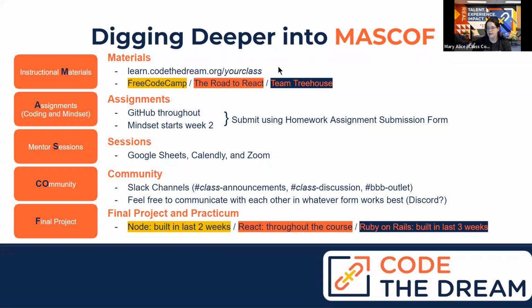Learn.codethedream.org and then go to your class is where you will be able to find your class lessons. The lesson materials are Free Code Camp for the Node class, Road to React text for the React class, and Team Treehouse for the Ruby on Rails class. Your assignments are going to be in GitHub throughout. The Ruby on Rails and the Node class, I think, work in a couple of different repositories, like you build and create things depending on what you're learning that week. The React class, you create one repository and you are building and working on that same repository throughout the duration of the class.